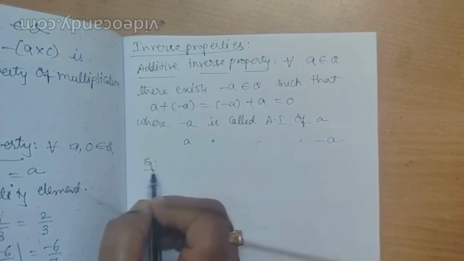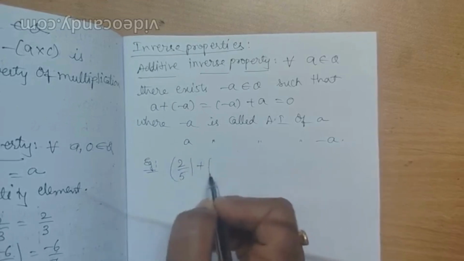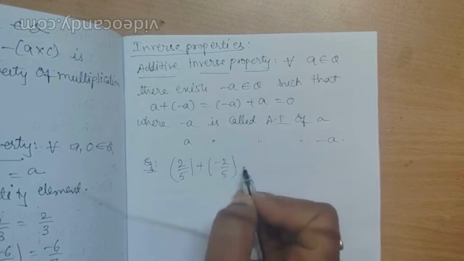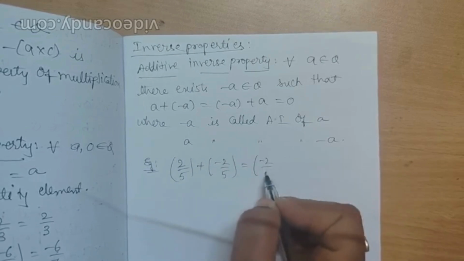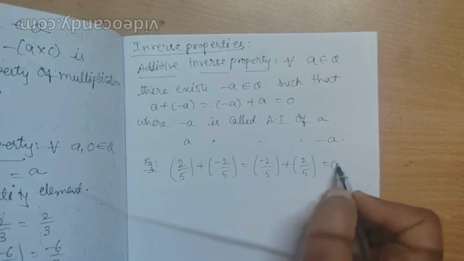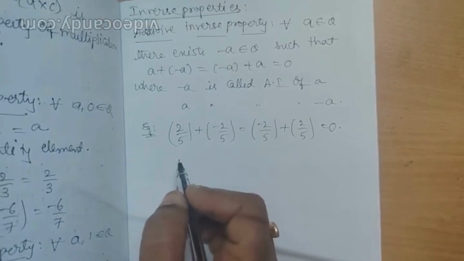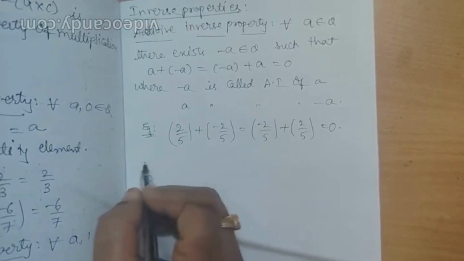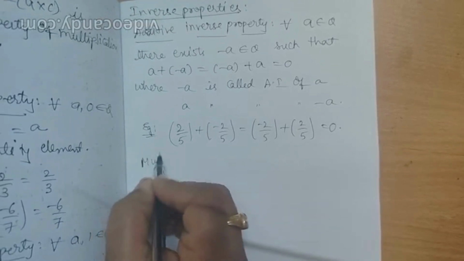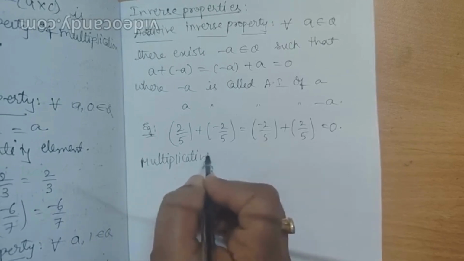Let us take an example. 2/5 plus minus 2/5 is equal to minus 2/5 plus 2/5 is equal to 0. Rational numbers satisfy additive inverse property. Then multiplicative inverse property.